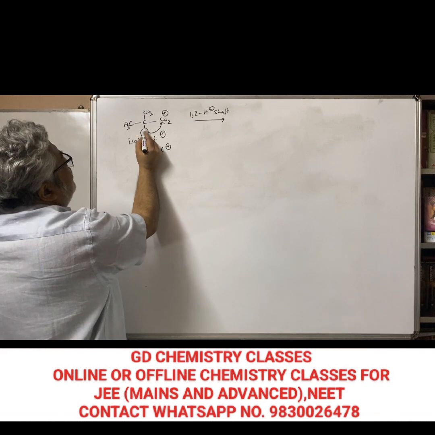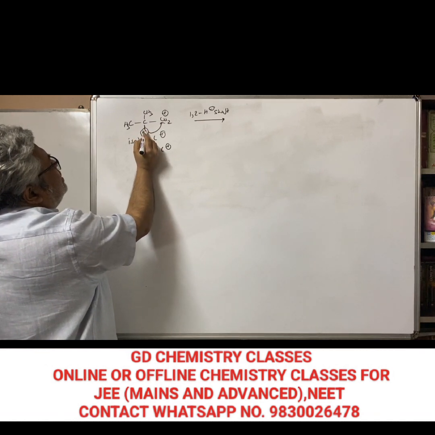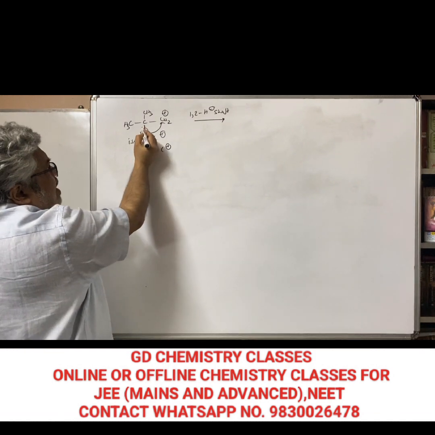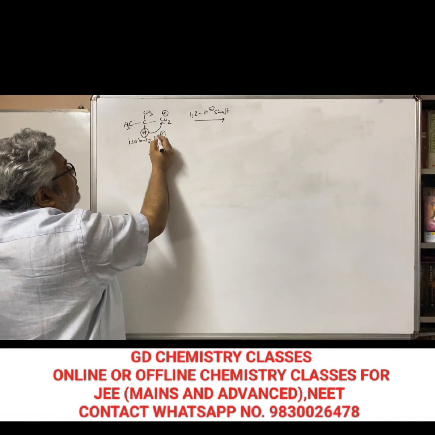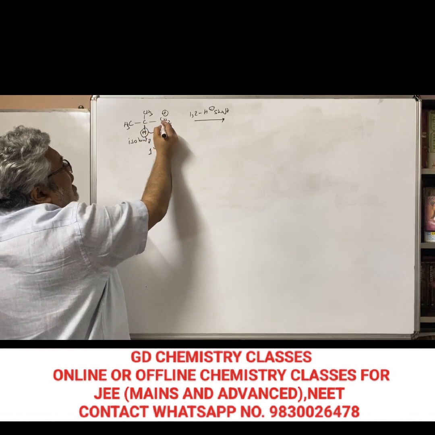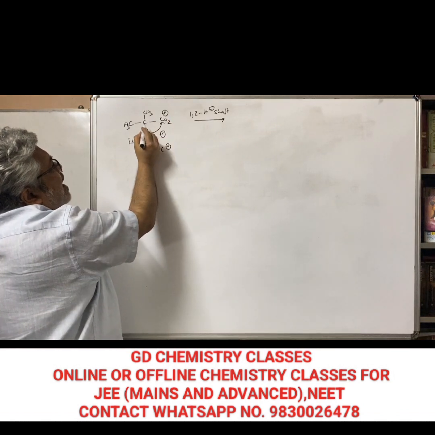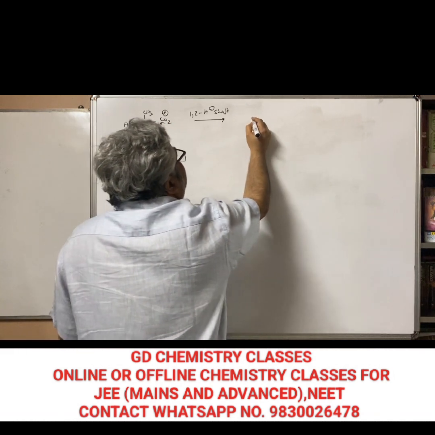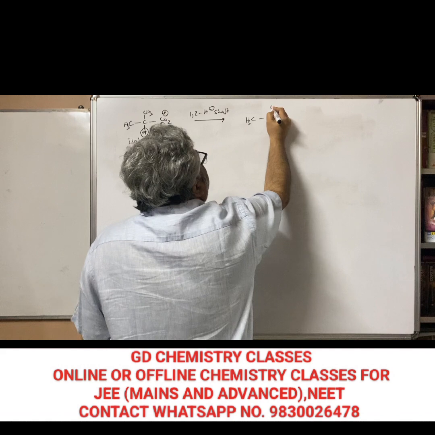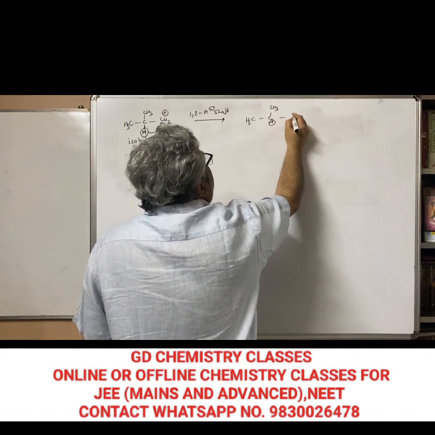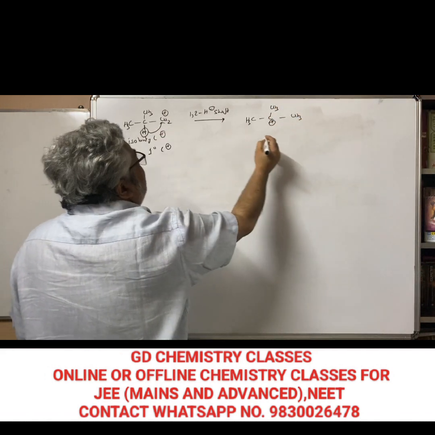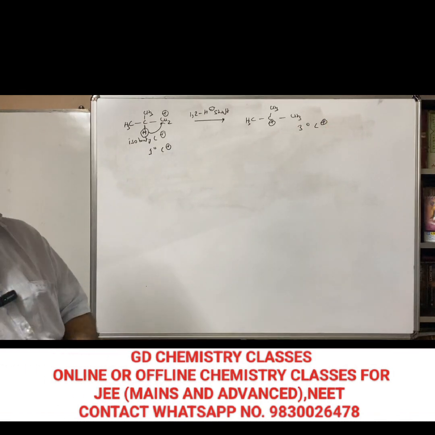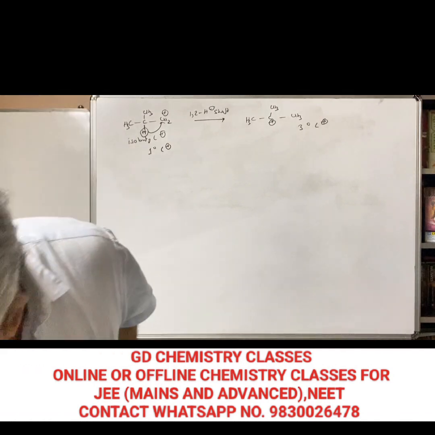Now, this H is not jumping as H plus, it is jumping as H minus. It is taking the bond pair of electrons along with it and jumping to the carbon. Whenever it jumps to the carbon containing the positive charge, it will neutralize the positive charge, and this carbon atom has lost its electron, so it will become positive. So we get CH3, this plus, and CH3. We are having a 3 degree carbocation, right? Up to this, it's clear.